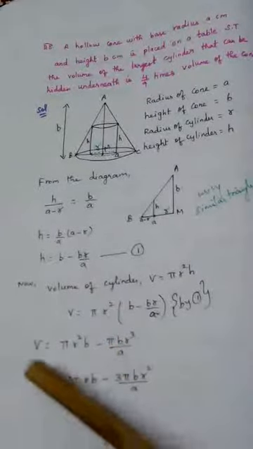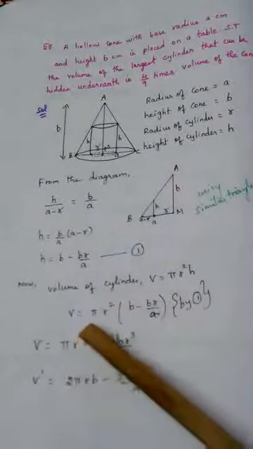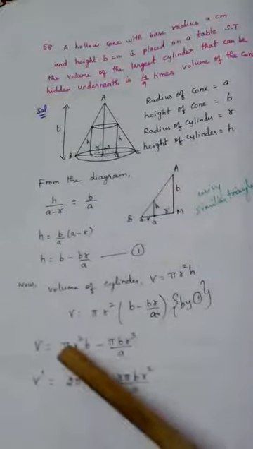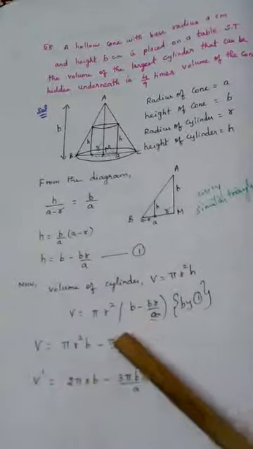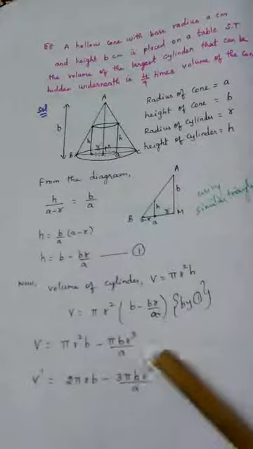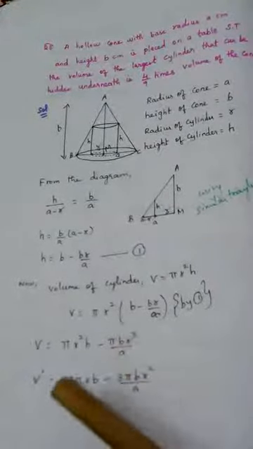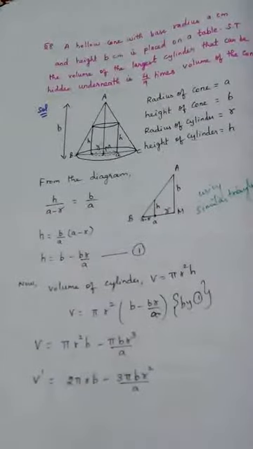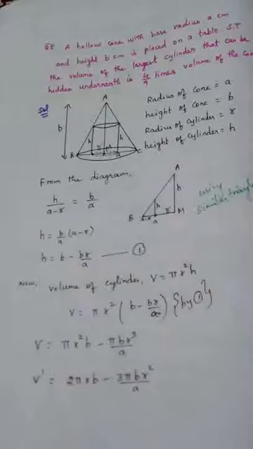So differentiate V dash with respect to r. So what happens for r square? It becomes 2r, right? Pi b is constant, it will remain. R square will become 2r. Similarly, r cube will become 3r square. Pi b by a will remain. So we have differentiated. After differentiating, usually what we will do? Put equal to 0. That is what we are going to do.